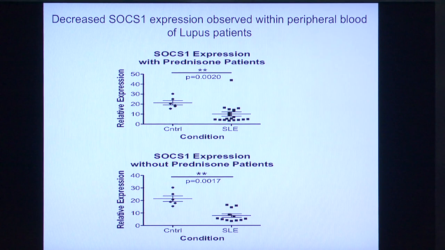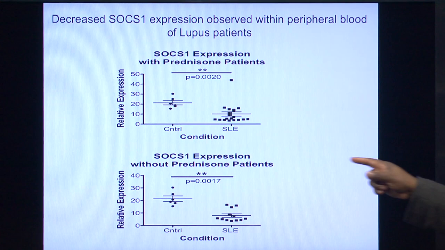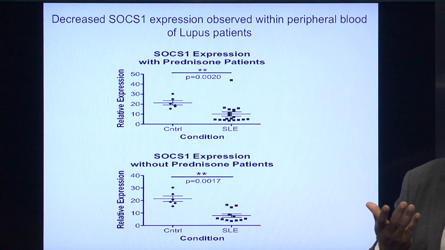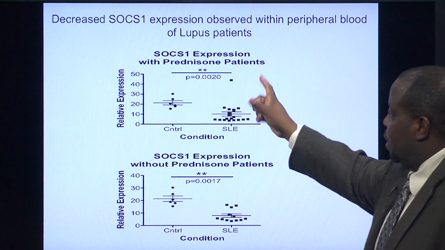So one of the questions that we asked was, well, if SOX1 has been associated in these rodent studies with lupus, could there be a connection with SOX1 and patients? And what we actually saw was that in lupus patients, if we're looking at relative expression of how much SOX is being expressed within the patients, there was much less. And it didn't matter whether or not they were receiving steroids. Prednisone is a steroid. So we saw that there's a deficiency.